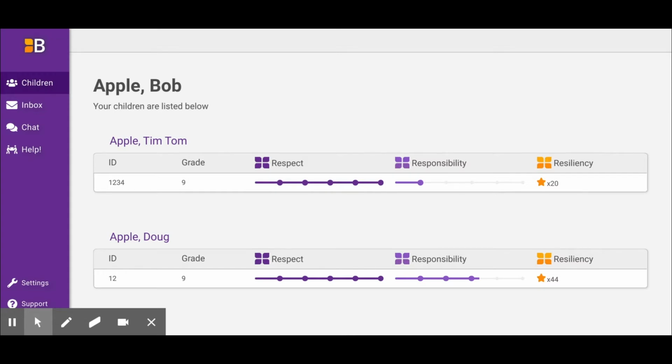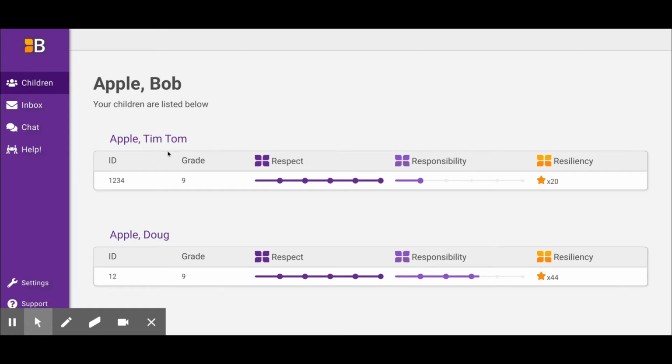So the first screen I'm going to show you after logging into your account, and your username and password should have been sent to you by the school, or at least login credentials. After you log into our online portal, what you're going to see right here is the tab that says Children. If you have multiple children, they will all appear in this same window. As you can see right here, I have Tom and I also have Doug, and those are my two children that are within the BehaviorFlip system.